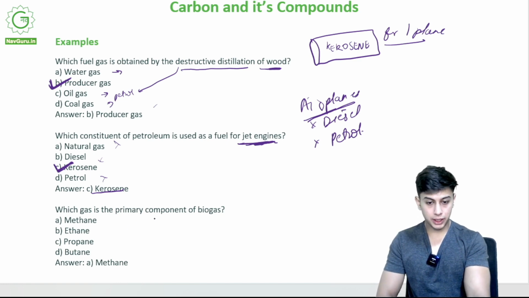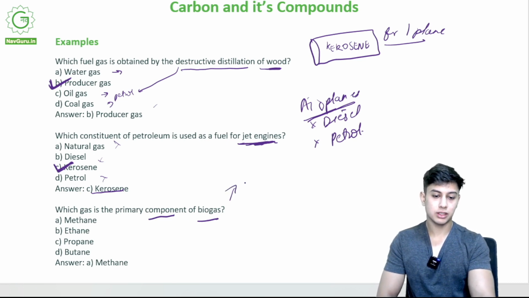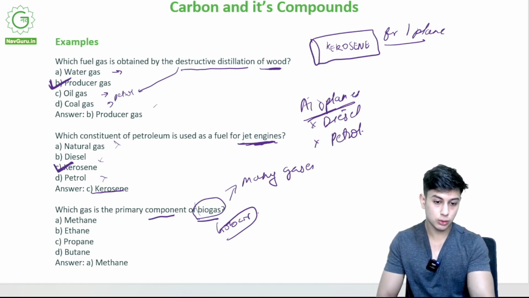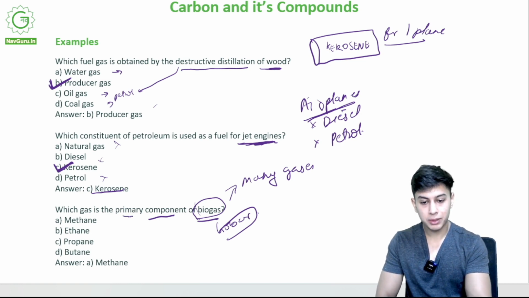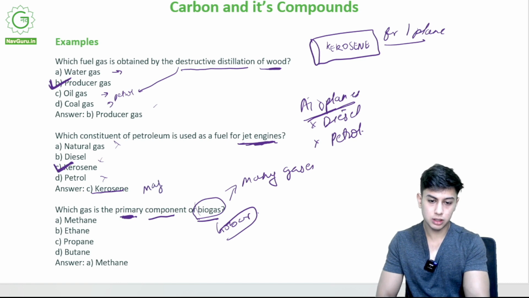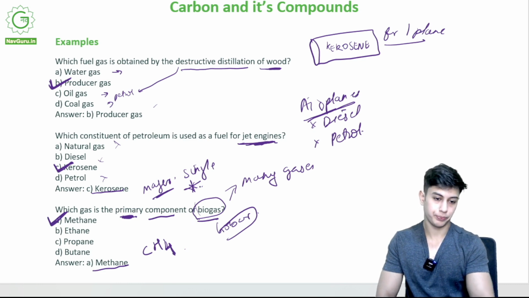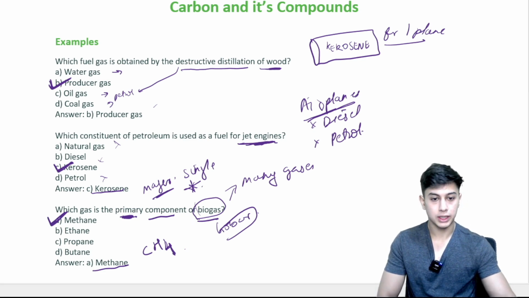Which gas is the primary component of biogas? Biogas comprises many gases. Biogas is also called gobar gas, but what is inside these gases? What is inside biogas and gobar gas? The answer is the primary component. The primary means the major, the single most important component, is methane. Methane, CH4. Alright, so that will be all for today.